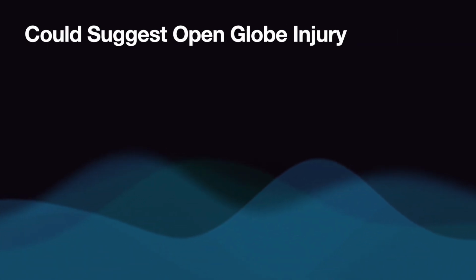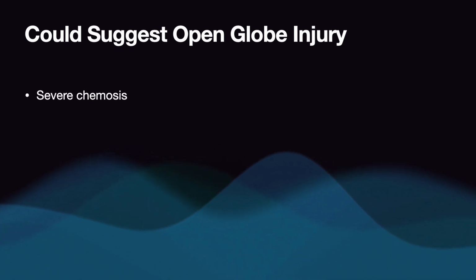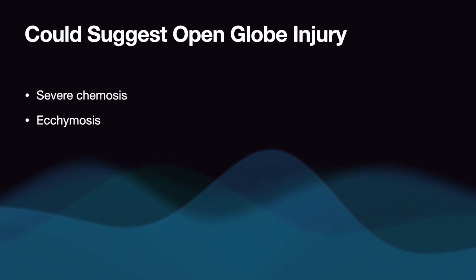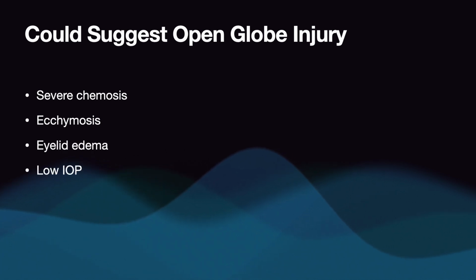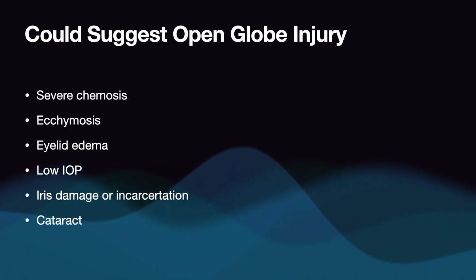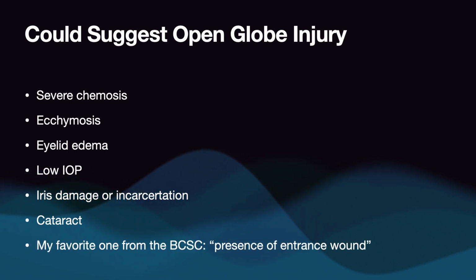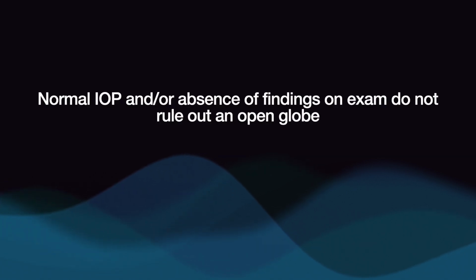The book gives you some helpful hints on identifying whether you have an open globe injury or not. Severe chemosis, ecchymosis, eyelid edema, low IOP, iris damage or incarceration, and cataract, and my favorite, presence of an entrance wound. Presence of a nail sticking out of the eye.